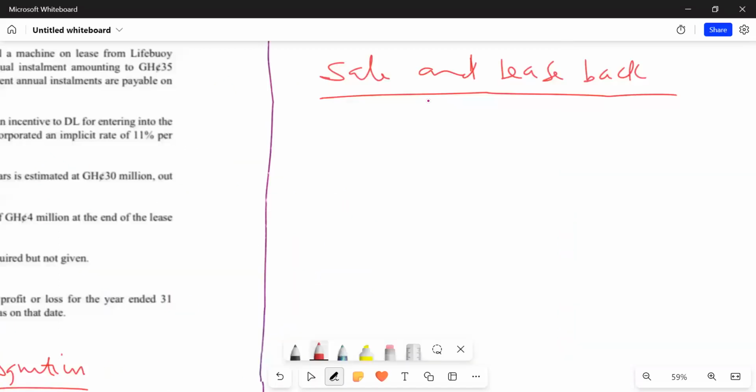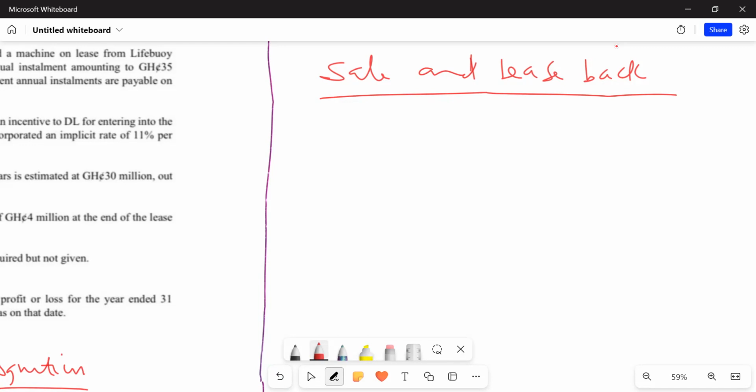Okay. So sell and leaseback. The company, we are saying that we need money, but we still need the assets. The assets are still important to us. So what we do is that we sell the asset to someone and enter into an agreement with the person to lease the asset back and use it. So we have sold the asset, but we have entered into a contract to take the asset back on lease terms. That's what we call the sell and leaseback.